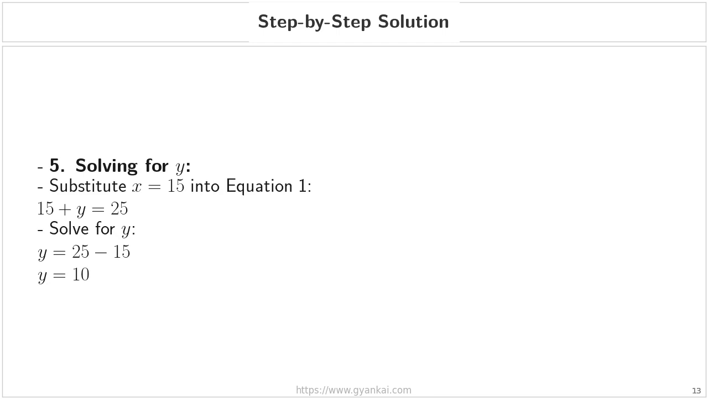To isolate Y, we simply subtract 15 from both sides of the equation. This leaves us with Y equals 25 minus 15, which simplifies to our final result, Y equals 10. So, we have now found both missing values. Let's move on to the final answer slide to wrap this up.